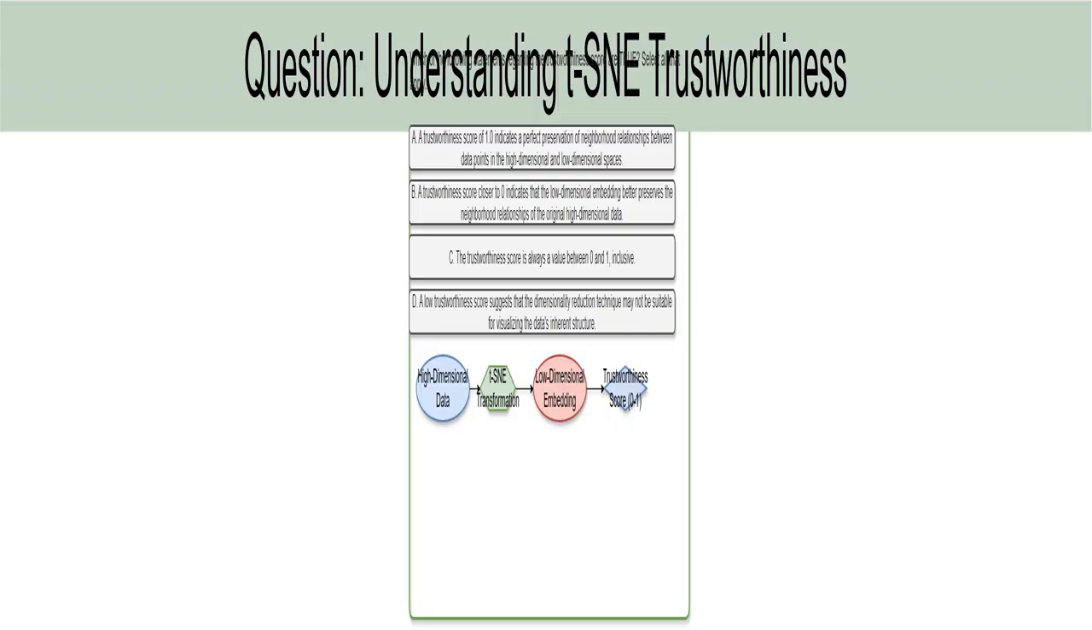I'm looking at how well t-SNE preserves the relationships between data points when it shrinks the data's dimensions. Think of it like this. You have a group of friends who are close in a big city, high-dimensional space. t-SNE tries to place them on a map, low-dimensional space, so they remain near each other. The trustworthiness score tells me how well t-SNE did that.